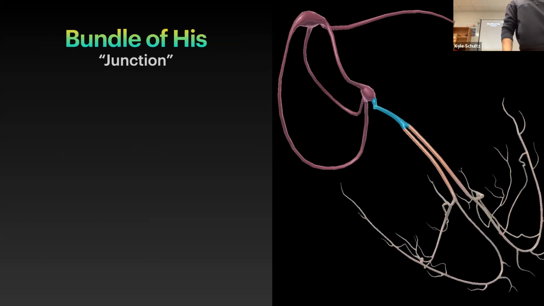Then we get into the bundle of His. This is also part of what we would refer to as the AV junction. The AV node and the bundle of His are typically grouped together and called the AV junction. The speed of conduction through the AV node and the bundle of His is going to slow dramatically from that 1 meter per second, where we are in the SA node, the Bachmann's bundle, and the internodal pathways. It's going to slow from 1 meter a second down to 0.01 to 0.02 meters per second. So huge, drastic decrease in the speed of velocity through the bundle of His and the AV node.